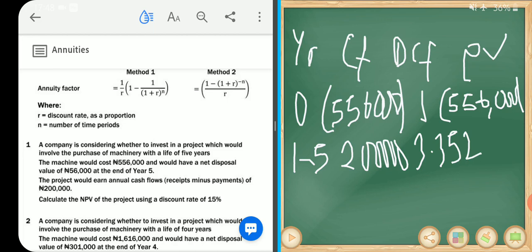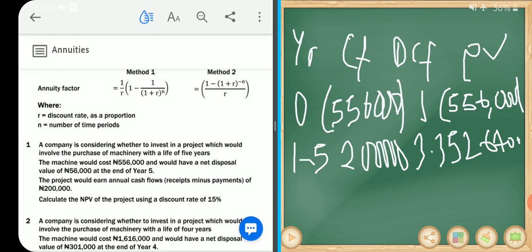Now by the time we multiply this 3.352 times 200,000, we have 670,431. I can't write it, the box is already filled. 670,431. That is our figure.